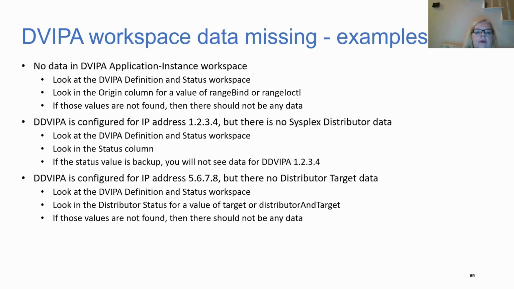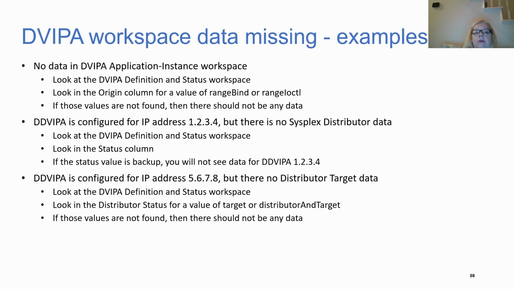Okay, so here are three simple examples that illustrate some of these points. There's no data in the DVIPA application instance workspace. So what you would want to do is look at the DVIPA definition and status workspace and look in the origin column for a value of RANGE BIND or RANGE IOCTL. And if those values aren't found, then there should not be any DVIPA application instance data.